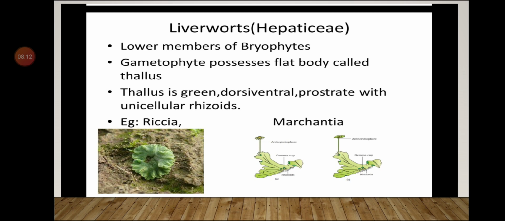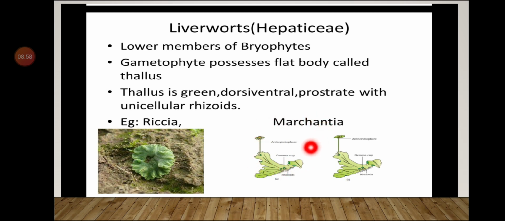The gametophyte possesses a flat body called thallus. You can see here the gametophytic structure. It consists of a flat body known as thallus. The thallus is green, dorsiventral, prostrate, with unicellular rhizoids, meaning single-celled root-like structures. Examples of liverworts are Riccia and Marchantia.